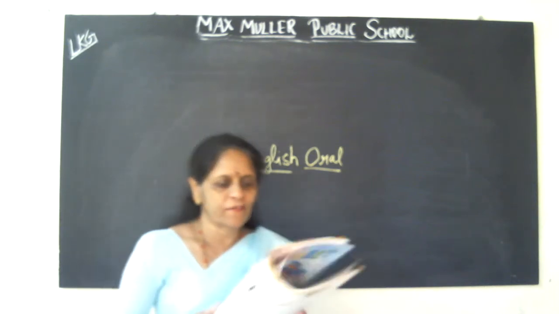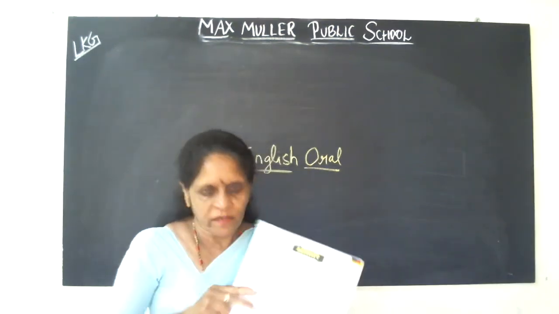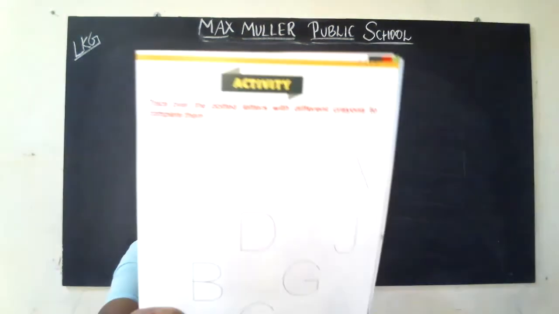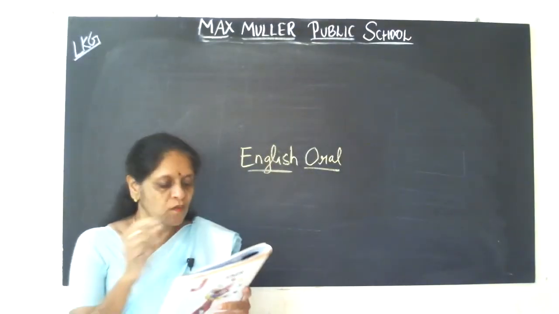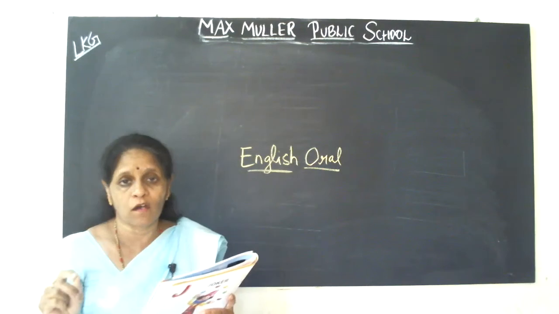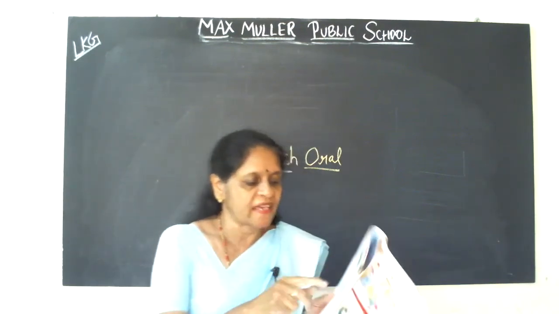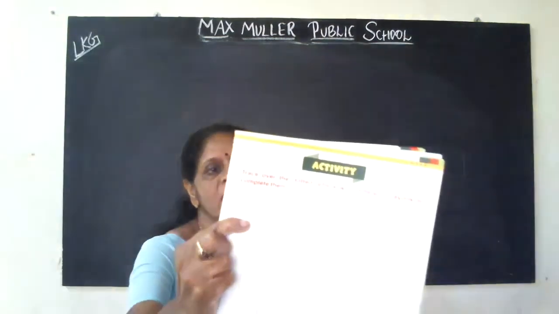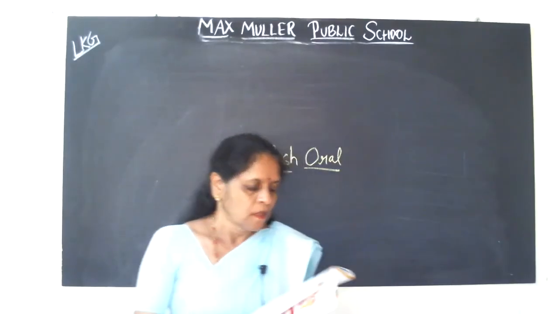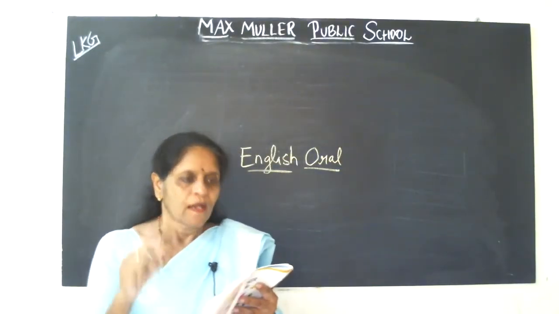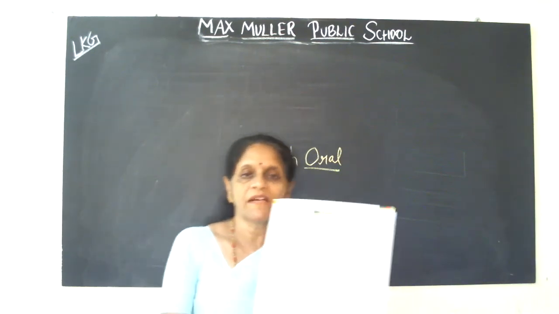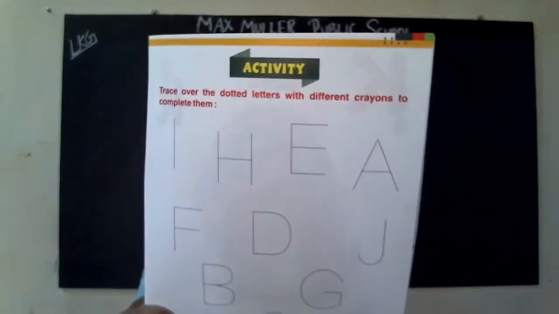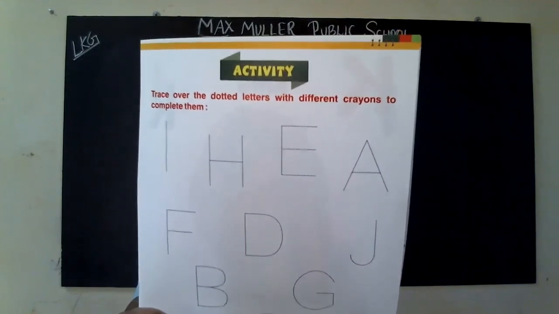And there's an activity for you over here. Can you see these alphabets? Yes. You have to write on the dotted line with different crayons, different colors. Suppose this is I. You have to write in different colors, one red color, one blue color, one pink color, whichever color you want, on the dotted line. So this is an activity for you. Okay, children, can you see this? Yes.